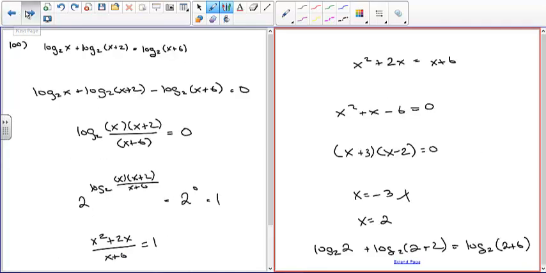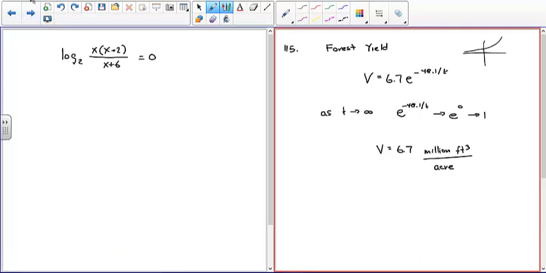That looks like what I just did. Okay, so leave that off there. Okay, so those are some examples, and we'll do some more in class, get you some practice. Now we have a couple of word problems.